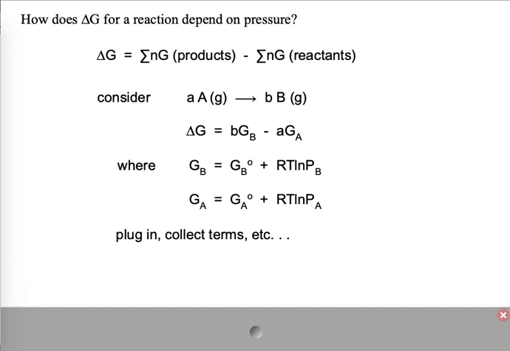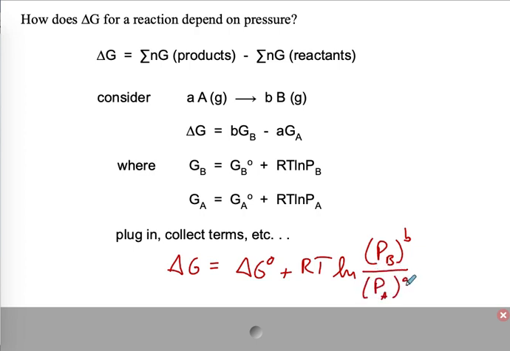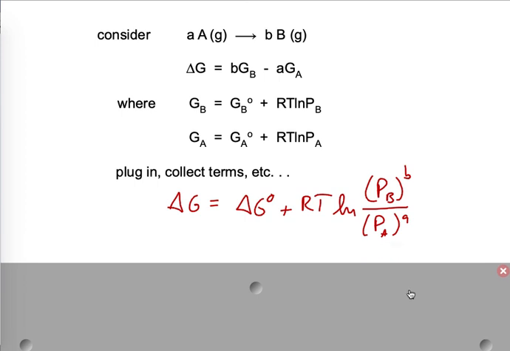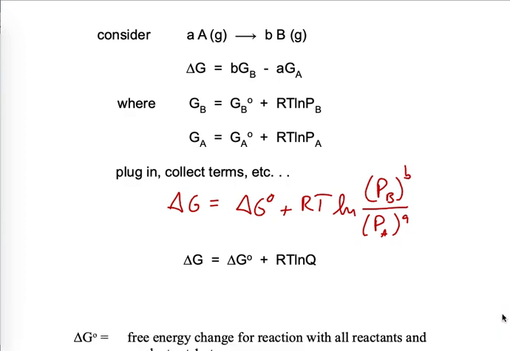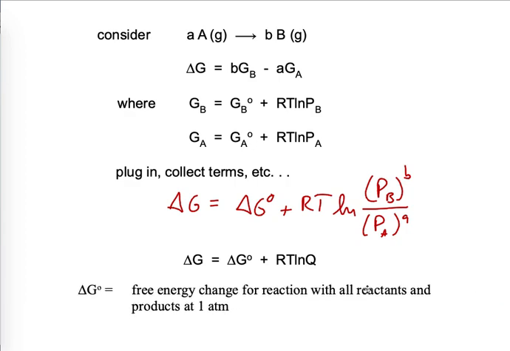I will spare you the ugly algebra, and what it all comes down to is delta G equals delta G naught plus RT times the natural log of the partial pressure of B to the b power divided by the partial pressure of A to the a power, which you see very clearly is simply equal to Q. So that gives us the expression delta G is equal to delta G naught plus RT ln Q, or the free energy change under non-standard conditions, delta G, is equal to the standard free energy change, delta G naught, plus RT ln Q. What do these terms mean?